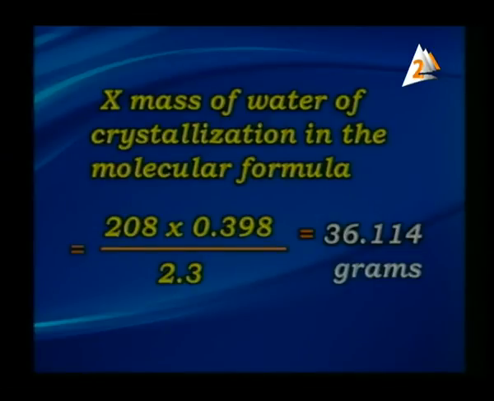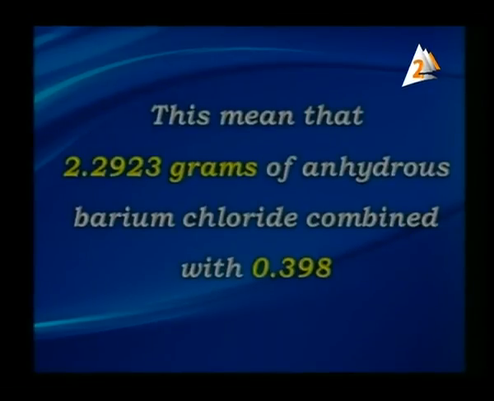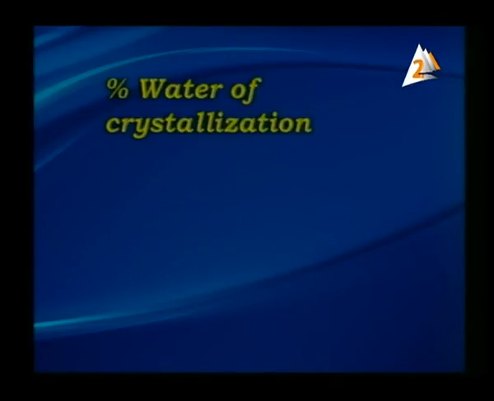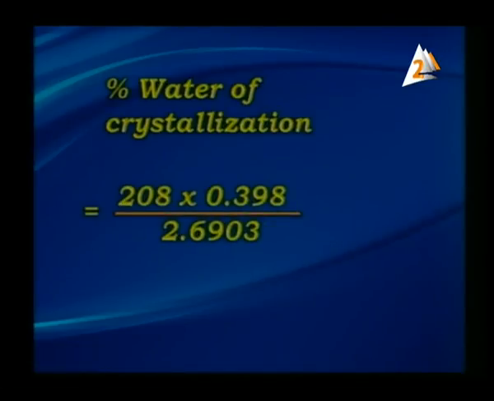Do you think this is the answer for the problem? Is this the end? No. This means that 2.2923 grams of anhydrous barium chloride combined with 0.398 grams of water. Also, the percent of the water of crystallization can be calculated as 0.398 divided by 2.6903, multiplied by 100 to get the percent. So we have 14.79% of water of crystallization. This is important for the percent of the water.